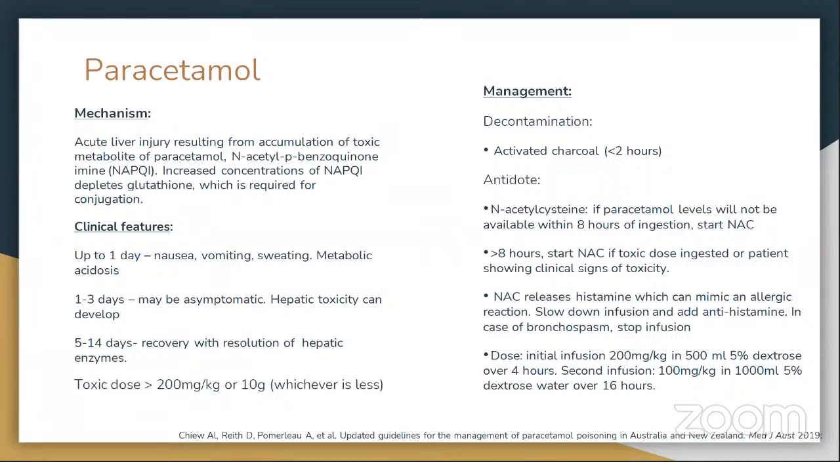So the dose for N-acetylcysteine is an initial infusion of 200 milligrams per kg in 500 mL of dextrose water over 4 hours, and then a second infusion can be started at 100 milligrams per kg in 1 liter of 5% dextrose water over 16 hours. Further management, well, ideally you would want to look at the nomogram and plot the patient given the paracetamol levels, but as I said, it probably will not be available within 8 hours of ingestion.